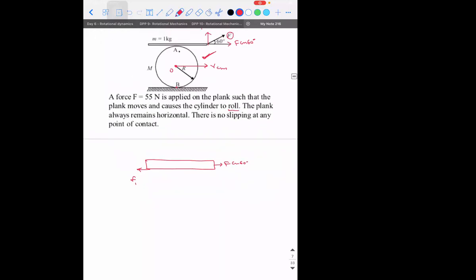So F1. If I take this object as 1, then there will be a normal force acting due to the cylinder on the plank, and that is happening because of the weight of the cylinder. Sorry, weight of the plank. This diagram, does it make sense?